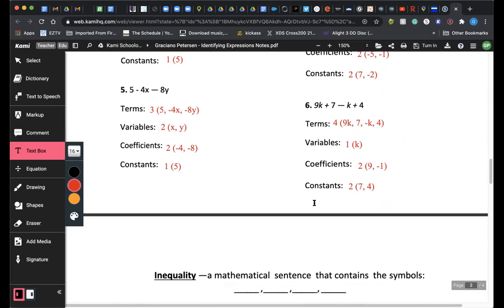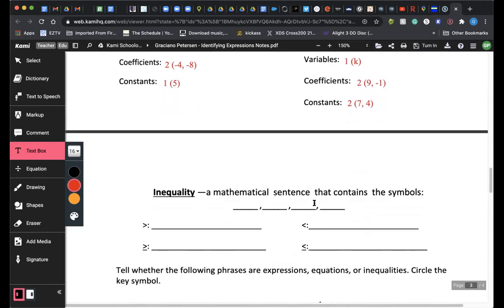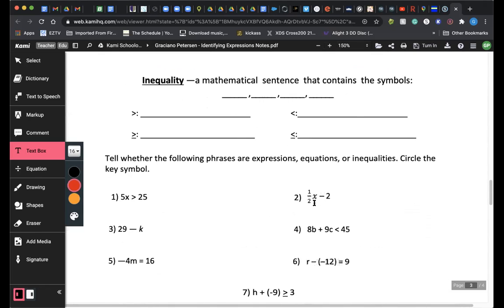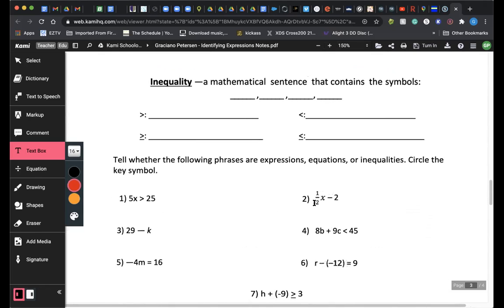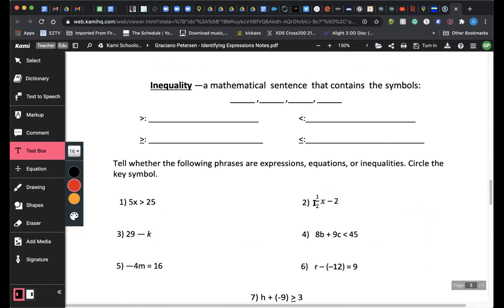Okay, so we're going to leave you with one last thing, which is identifying an inequality. So we learned how to identify an equation, right? An equation is essentially just an expression with an equal sign, and an expression doesn't have the equal sign.